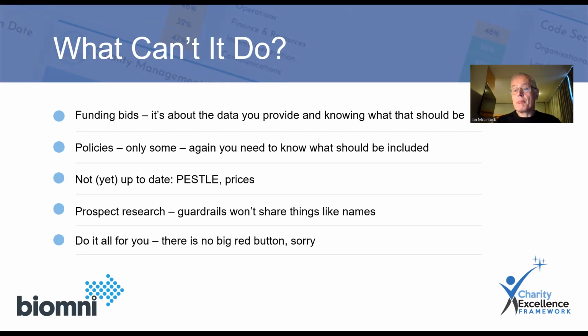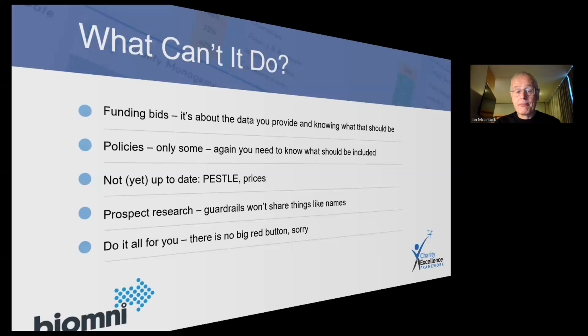And there is no big red button. Part of the problem we have with our AI services is people will simply log in and say funding bid. And the AI doesn't really know what you want. Do you want it to write a funding bid? Do you want it to give advice on a funding bid? It's not a big red button. You wouldn't walk up to a fundraiser and say, funding bid, because the fundraiser is going to say, yeah, and what do you want me to do? Well, AI is the same. So you need to be quite clear and specific about what it is you want.